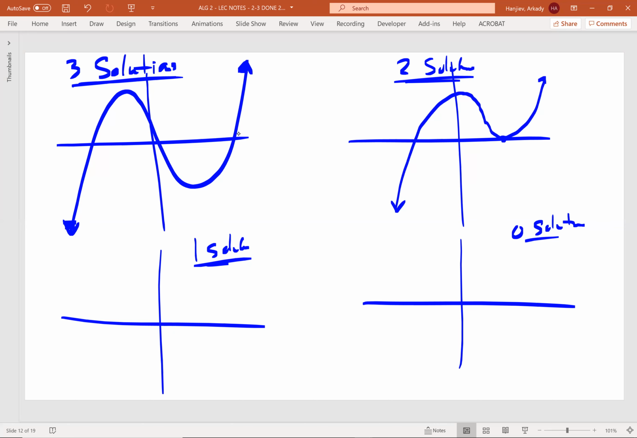Anybody want to volunteer their graph for the 1 solution? Could it be the same, but it doesn't touch the X at all on the second graph? Absolutely. Goes up and then it just goes like this right here. It just crosses once. Cool. All right. Good job. 0 solutions.